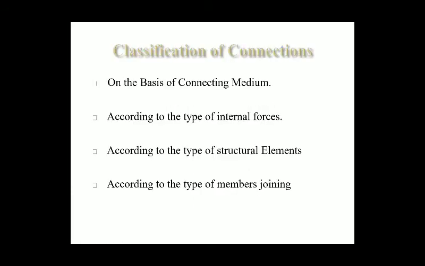Next in this lecture we are going to cover the classification of connections. There are four types of classification of connections. First is on the basis of connecting medium. Second, according to the type of internal forces. Third, according to the type of structural elements. And last, according to the type of members joining. Let's see one by one. In the diploma syllabus we only take into account the first classification, that is on the basis of connecting medium. That means which medium you use for connecting the different types of members.